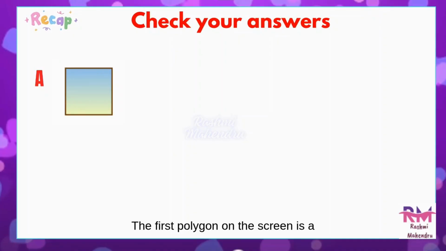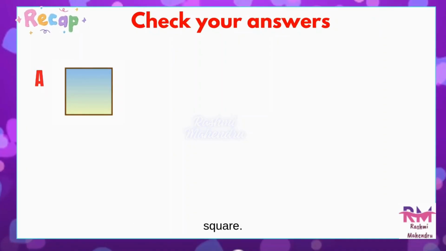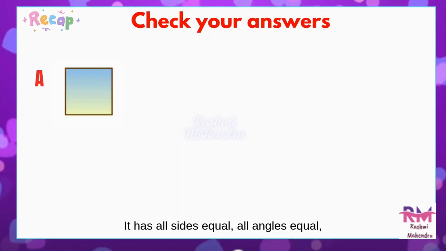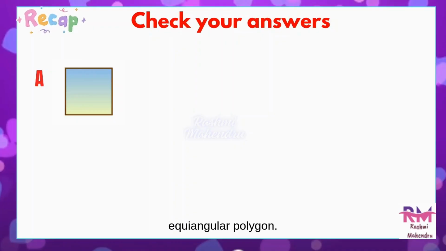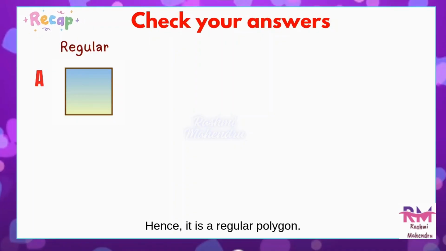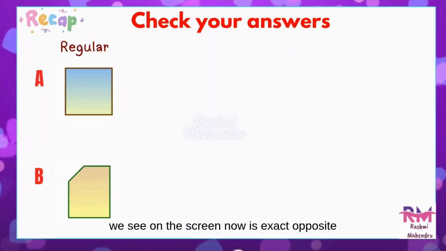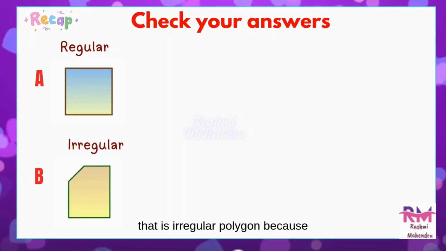The first polygon on the screen is a square. It has all sides equal, all angles equal, making it an equilateral, equiangular polygon. Hence it is a regular polygon. And the polygon that we see on the screen now is the exact opposite of regular, that is an irregular polygon, because its sides are not equal.